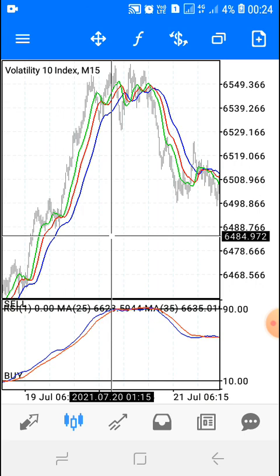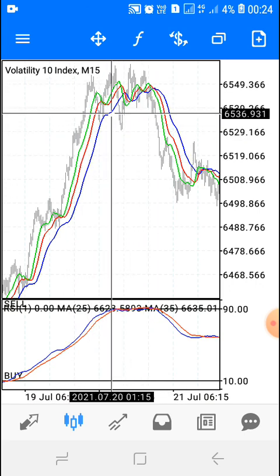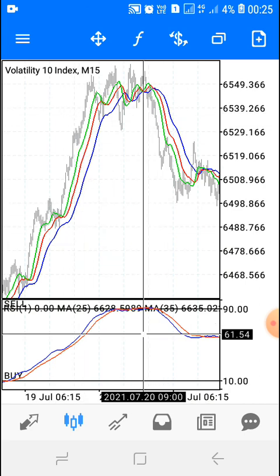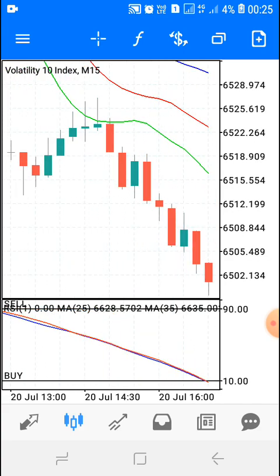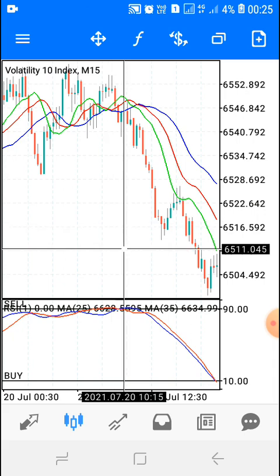Now what you want to do is when you see something like this, when the market is consolidating like this, you start looking to sell. Then wait for the crossover. You can see where there's another crossover. I'm just going to zoom in. Okay, you can see the crossover over here.